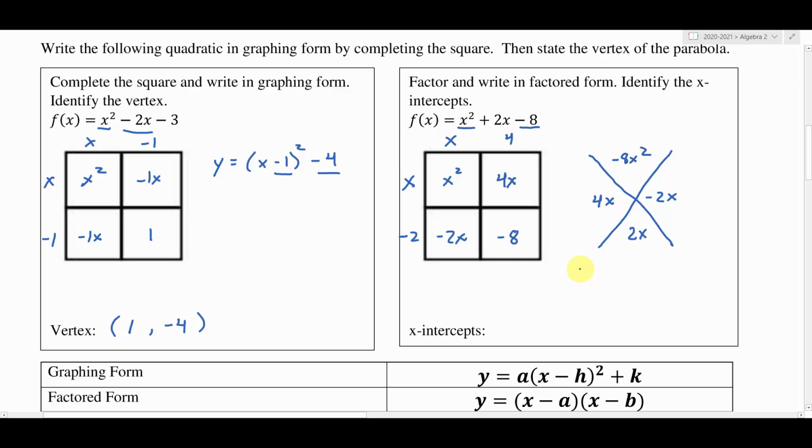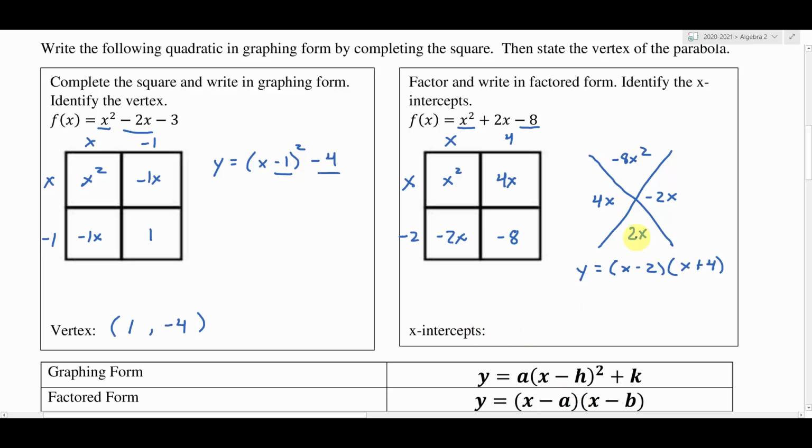Okay, so I'm going to write my equation. So y equals, and remember it's always length times height, right? So here's our height, x minus 2, and the length, or the width, is x plus 4. And you'll notice that our equation now looks like the factored form that I had described down here.